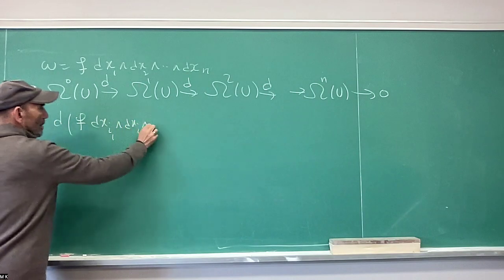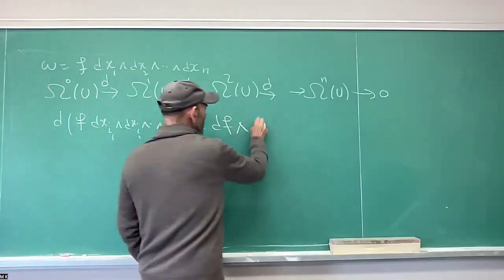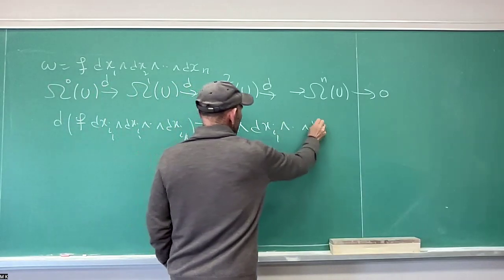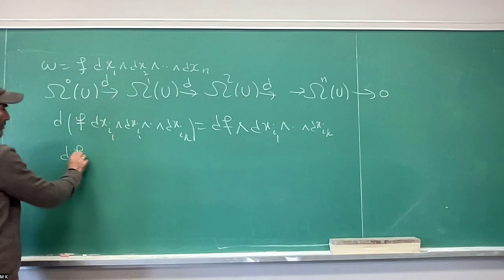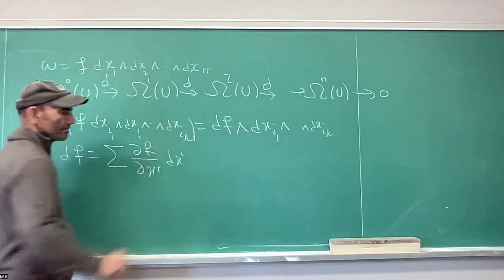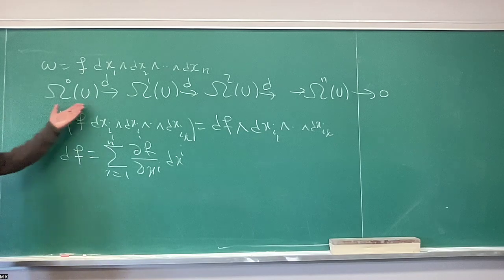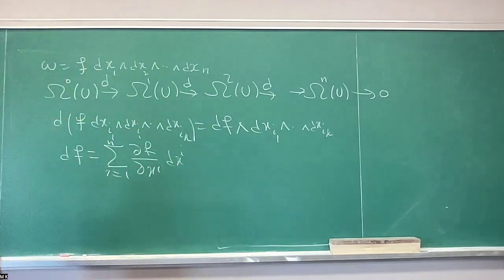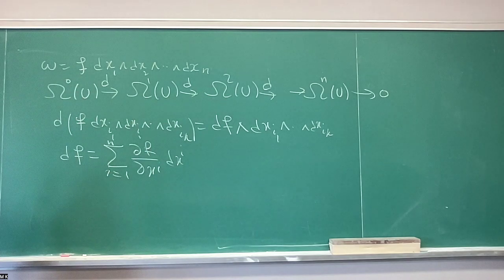dxi2 up to dxik, is equal to d of f wedge dxi1 wedge up to dxik. What is d of f? It's just a differential. I define d of f equal to the sum of df over dxi, times dxi, with i from 1 to n. And you extend it by linearity. So we have it. This is called the de Rham complex. Using this, you can extend it to everything. If it's a sum of different terms, the d acts linearly on the sum.